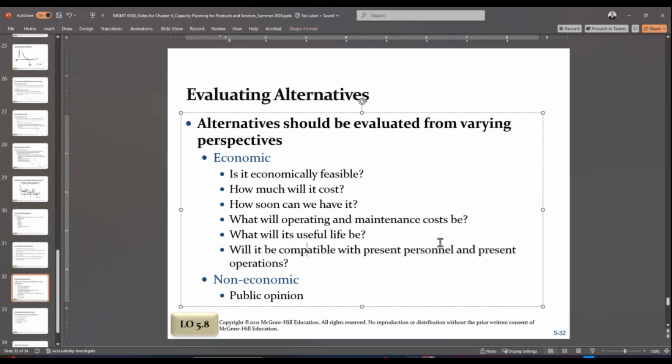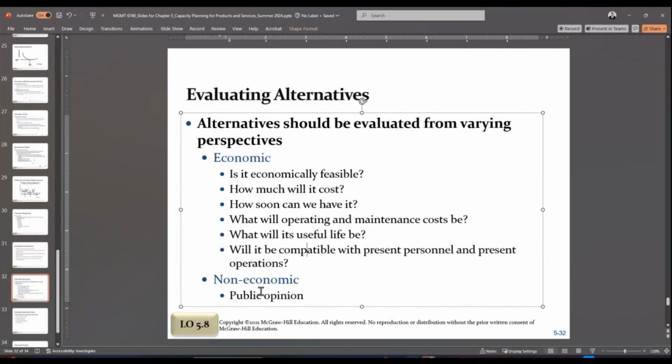Do you have the right people? If you are getting new equipment, will it align very well with your existing operations? If not, what needs to be done? What is the investment? What is the cost? Is it economically feasible? So it's like a recurring loop. You have to ask these questions again and again until you find answers and make sure it is feasible.